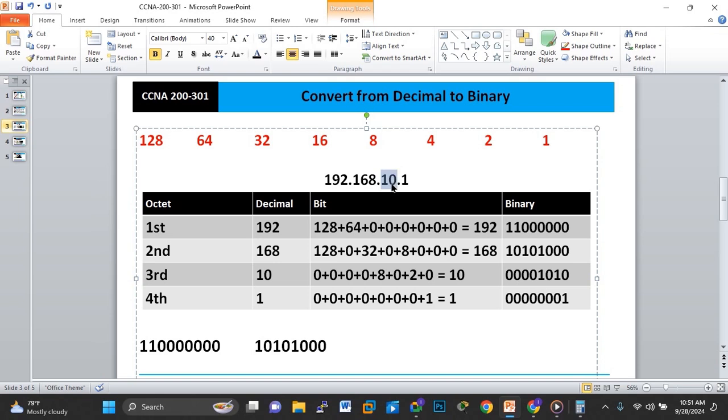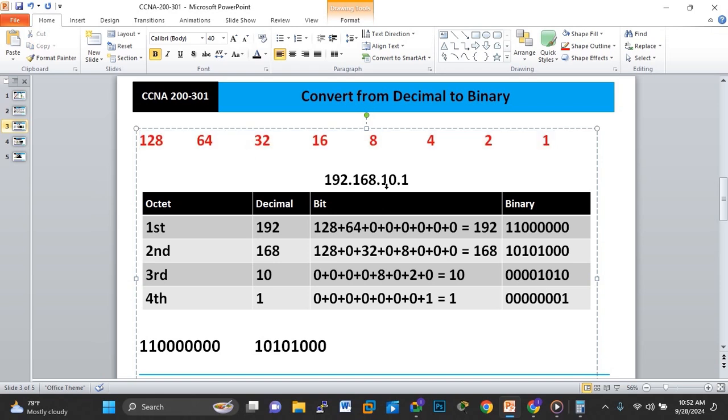This octet you are now seeing represents what? 8 bits. This table, don't be confused, this table is the 8-bit table. So with this table now, if we want to convert this 10 to binary, what will happen? We said we start from where? From this 128, 64, 32, 16, 8, 4, 2, 1.